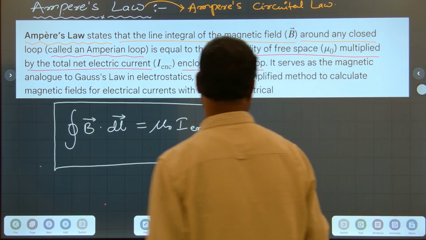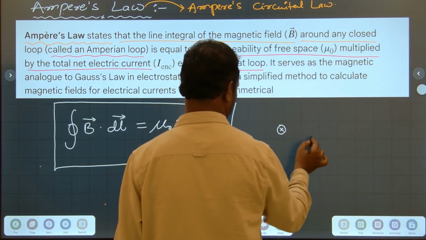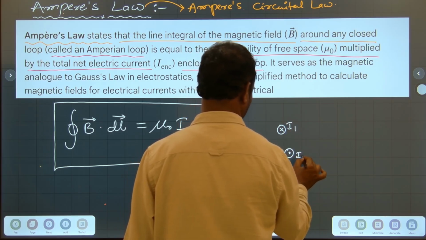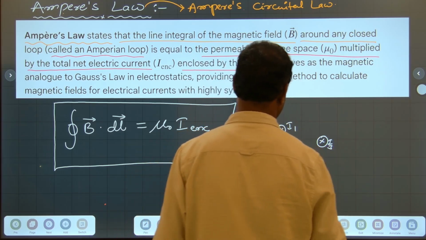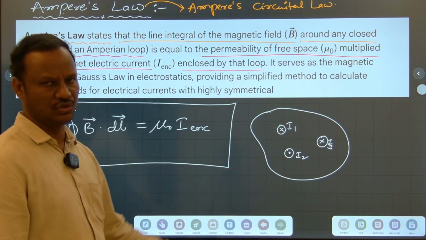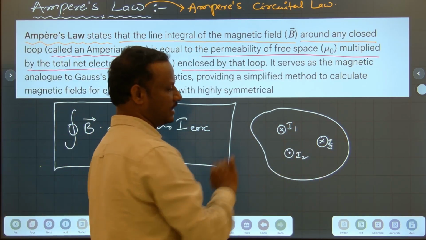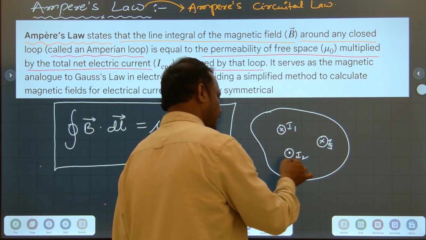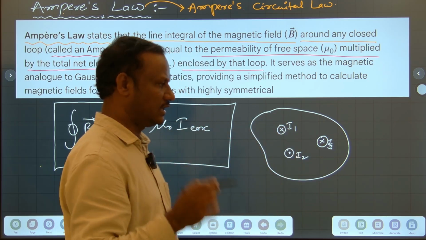For example, if you choose any closed loop, these are the currents: this is I1, next is I2, next I3. This is the closed loop. These are the net enclosed currents in the given loop, in the given region. You can understand this. If you want, you can take it from this one also. We have to concentrate on this.